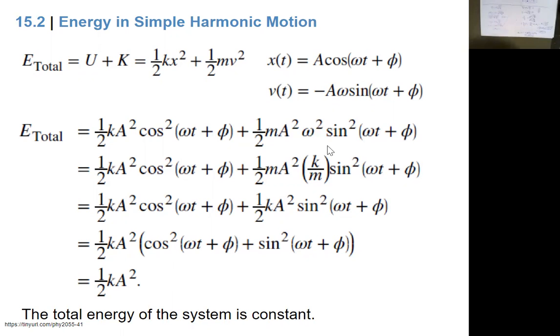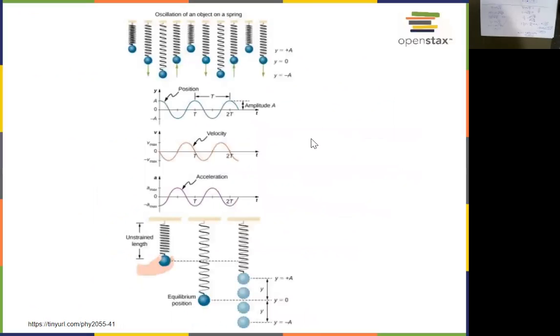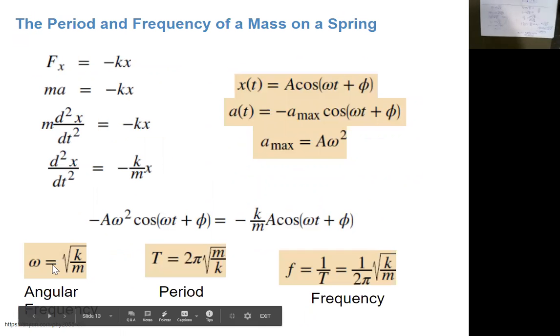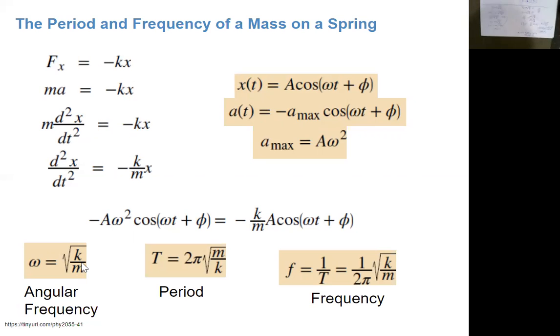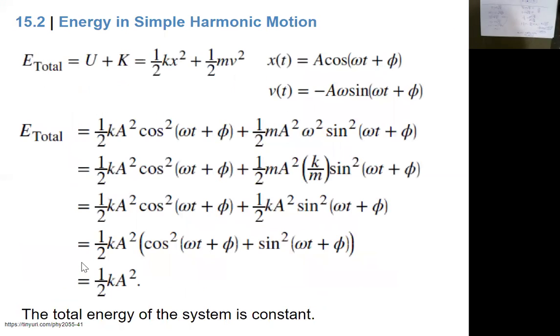Now remember, a couple of slides ago, we derived that omega is equal to the square root of k over m. Let's go back a couple of slides here. Omega is equal to the square root of k over m, so omega squared will be k over m. That's what's being replaced over here. So now you can see m and m will cancel out.